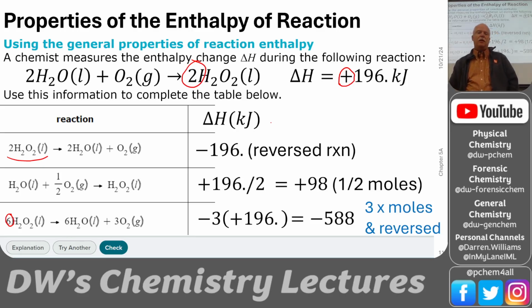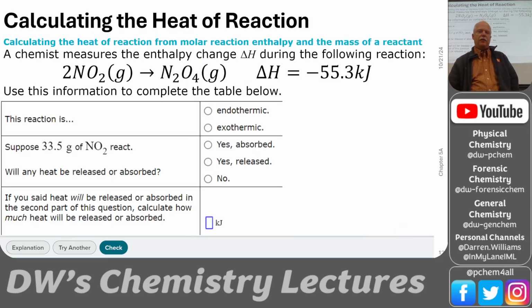Okay, so now we're calculating the heat of reaction. We're given the enthalpy of this reaction, and then we can look at this. This is testing if you understand the vocabulary words endothermic and exothermic. So we're looking at the minus 55.3. Which one do you click? Exothermic, yeah. So I got the little star there.